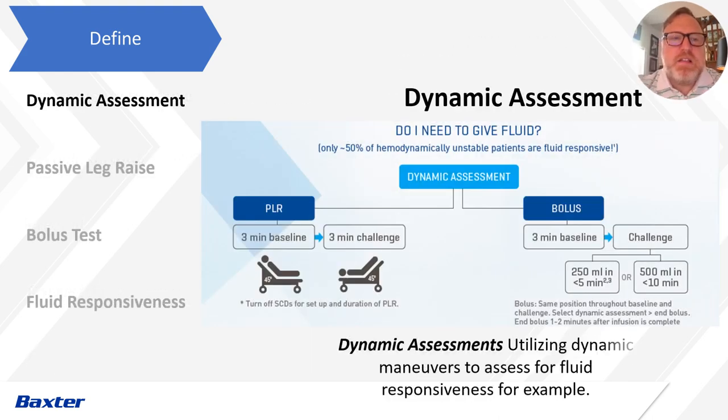All right, so we're still continuing along with the define here. We're looking at dynamic assessments, and how do we do that? There's two choices that we currently have to do a dynamic assessment to see if my patient needs more fluid or not, right? The one on the left is called a PLR, or a passive leg raise. And the one on the right is a bolus challenge.